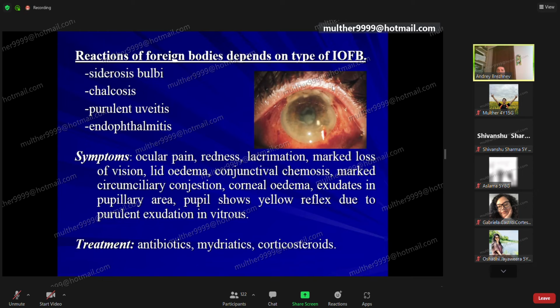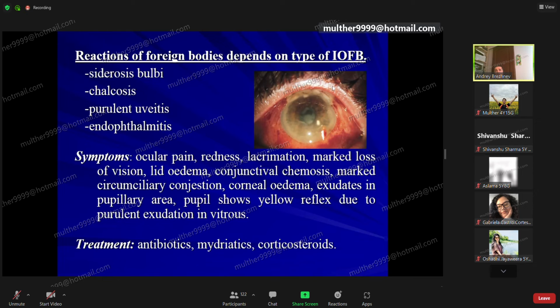Symptoms of purulent uveitis include severe ocular pain, redness, lacrimation, marked loss of vision, lid edema, conjunctival chemosis, severe edema of the conjunctiva, marked circumciliary congestion, it means dilation of the conjunctival blood vessels near the limbus, corneal edema, exudates in the pupillary area, fibrin and pus in the anterior chamber.